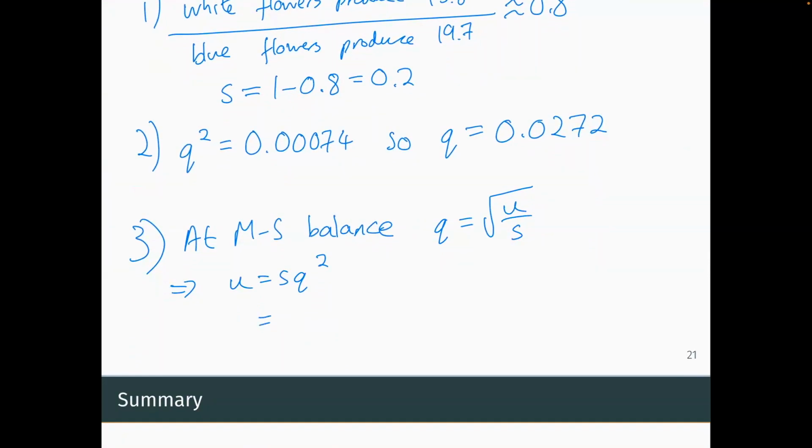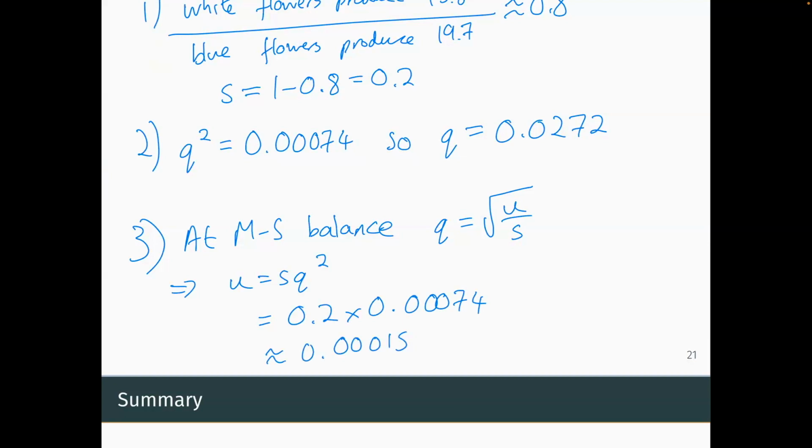And then we can just substitute in our 0.2 times our Q squared, which is 0.00074, which is roughly 1.00015.